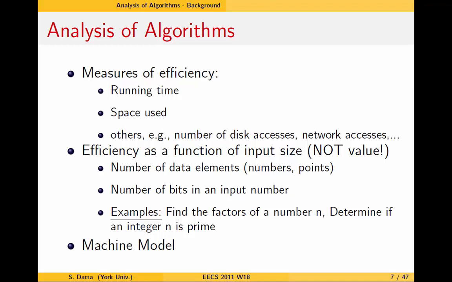Some applications are not like that. For example, there's an example there, finding the factors of a number n. So there's one number there. It just happens to have lots and lots of bits: 100 bits, 1,000 bits, 2,000 bits. Why is this important?